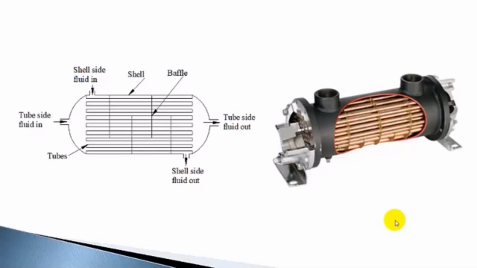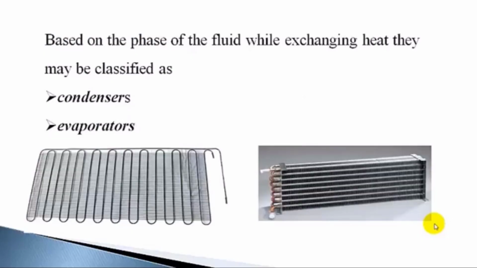They have different designs and shapes, and the sole purpose is to have high heat transfer in a small size of heat exchanger. Another classification is based on the phase of the fluid while exchanging heat, and they may be classified as condensers and evaporators. While exchanging heat, one of the fluids will undergo phase change. In a condenser, one of the fluids will condense, and in an evaporator, one of the fluids will change its phase and evaporate.